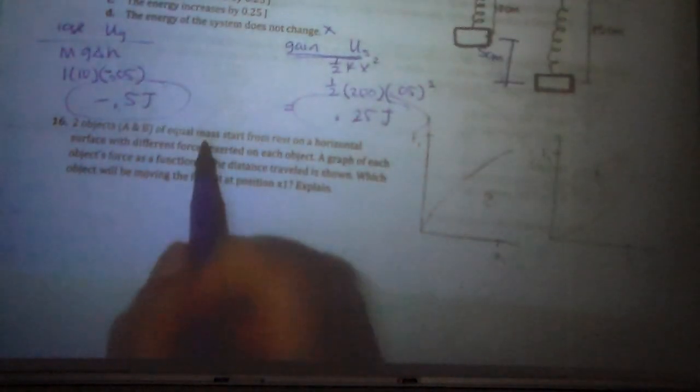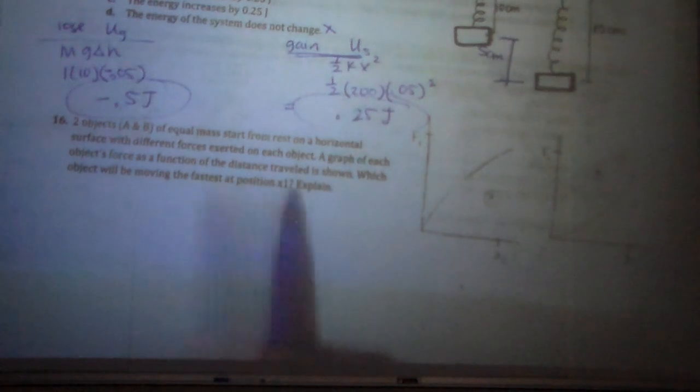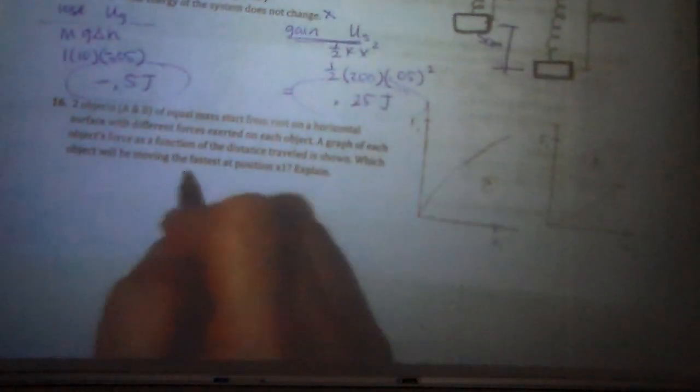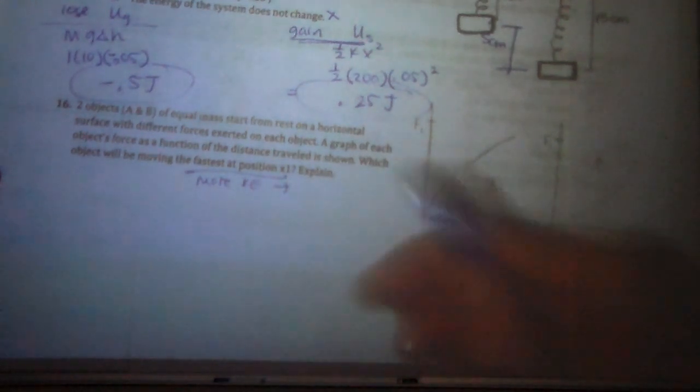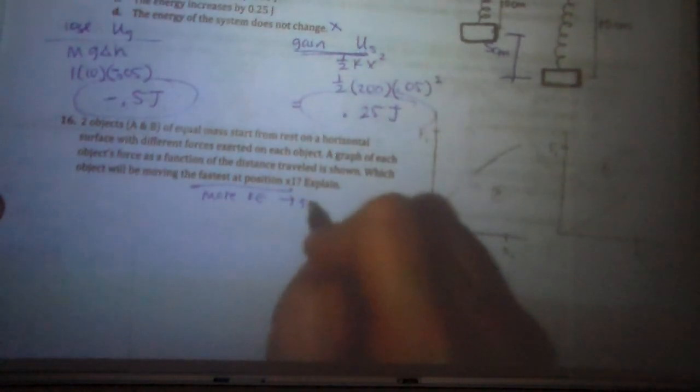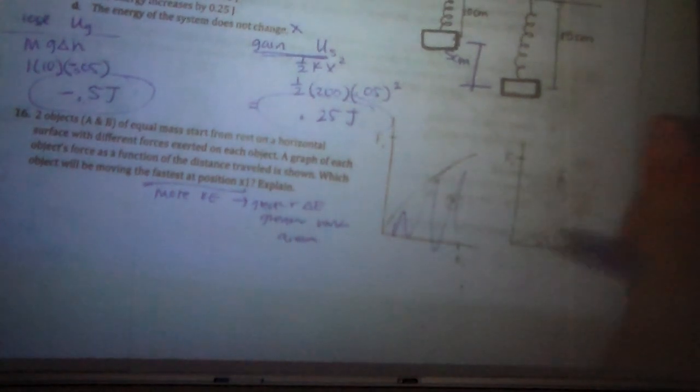Here, equal mass, start from rest, forces as a function of time, which is moving fastest? So the one that's moving fastest is the one that has more kinetic energy. The one that has more kinetic energy is the one that has greater change in energy, which means it has a greater work. And work is just the area. So the one that has the greater area is your answer, so A.